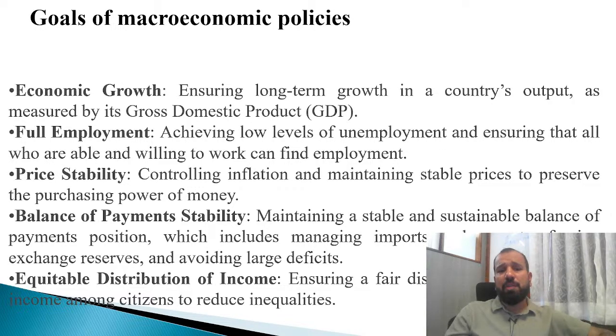Then equitable distribution of the income, or equal distribution of the income. There should not be a huge gap between the poor and the rich. At least in India, we need to try to minimize and remove the gap between the poor and rich through progressive fiscal policy. So higher income people will pay higher taxes, and lower income people will pay lower taxes. So at least we can manage the equal distribution of the income.